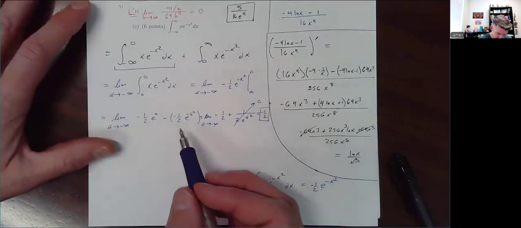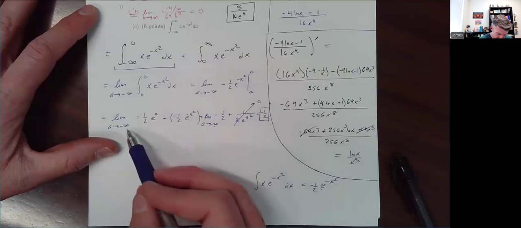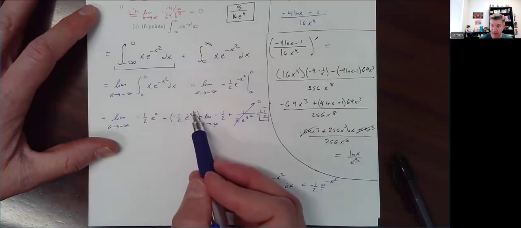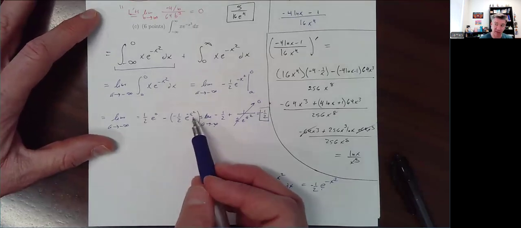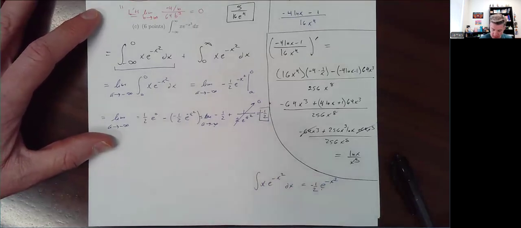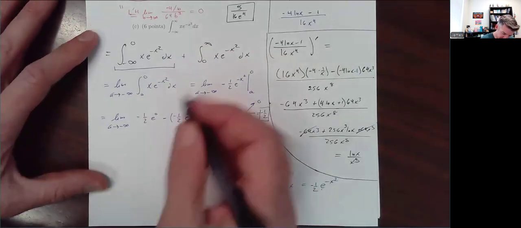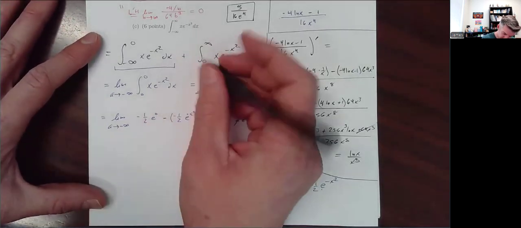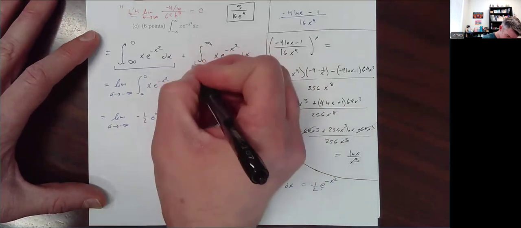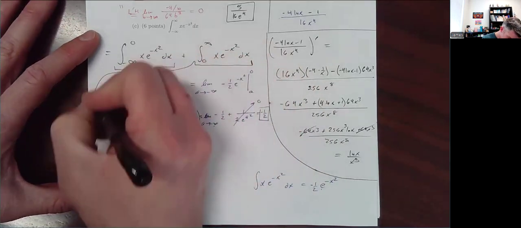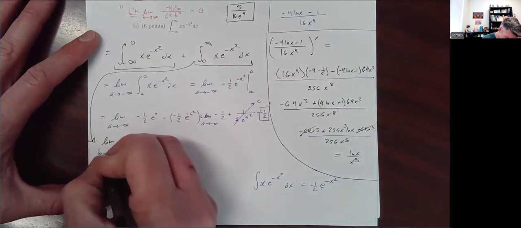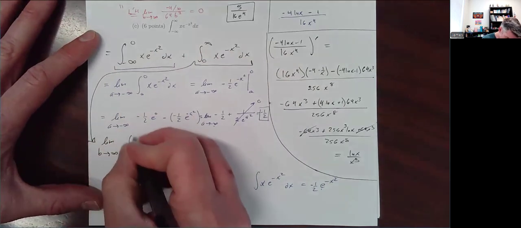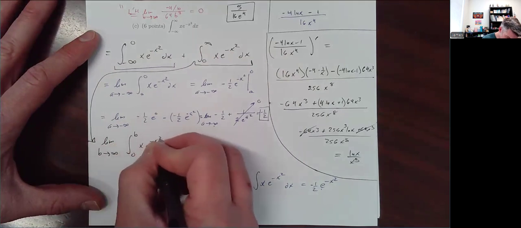Or you could have said e to the negative a squared. The a is negative infinity squared is positive infinity, but then the negative makes it negative infinity, e to the negative infinity gets closer and closer to 0. The same thing's going to happen for this other half. So for this other half here, we're going to say that's the limit as b approaches infinity of the integral from 0 to b of x e to the negative x squared dx.